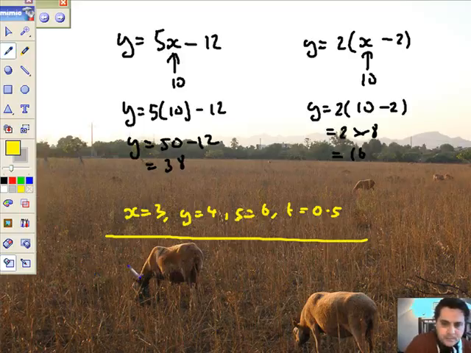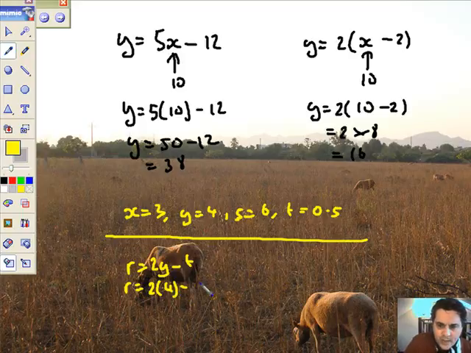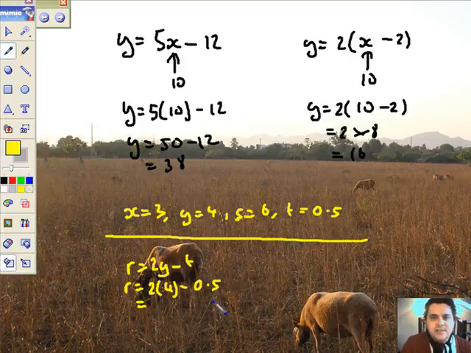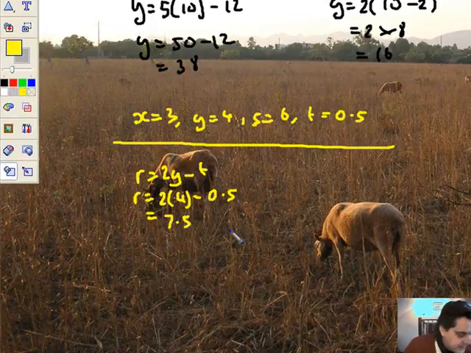Let's pick D. I've got to work out R. R equals 2y minus a t. So R equals 2 lots of 4, take away a half, 0.5. Let's just do that now. Two 4s are 8, take away a half, 7.5. Done.